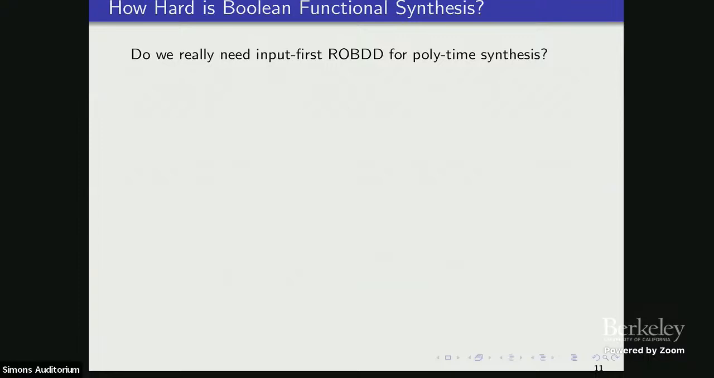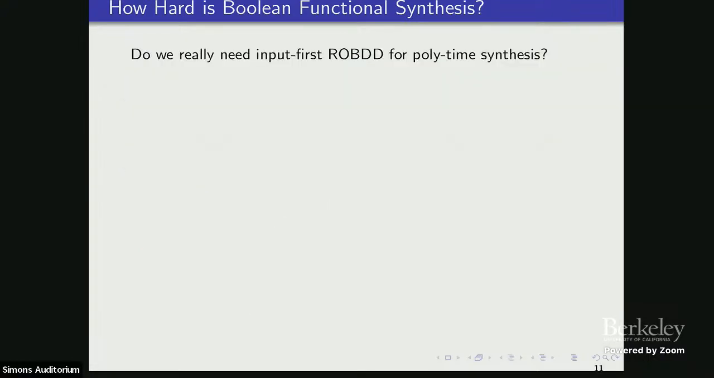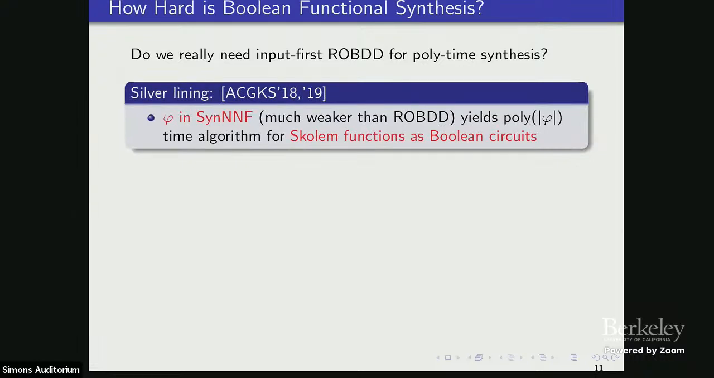So the question we want to ask is this: BDDs have their own problems. We know that they're very order dependent on the variables. They can blow up. So we ask, do we really need input first ROBDDs to have polynomial time synthesis? And the answer to that is no. In fact, I'm going to talk about a much weaker form than ROBDD, exponentially more succinct than ROBDDs, which we call synthesis negation normal form.